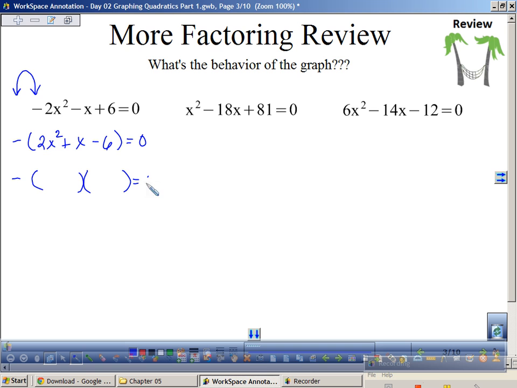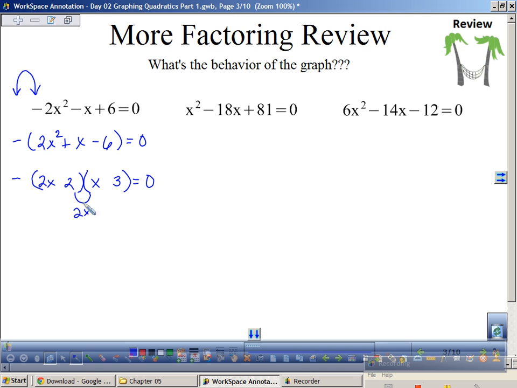Rainbows and checks. Let's do the 2 first. That one's easy, right? It's got to be 2x and x. Now 6 could be 1 and 6 or 2 and 3. So which one you want to try out? You think it has to be 2 and 3? All right. So the 2 here or the 2 here? 2 here? Here? 2 and 3?